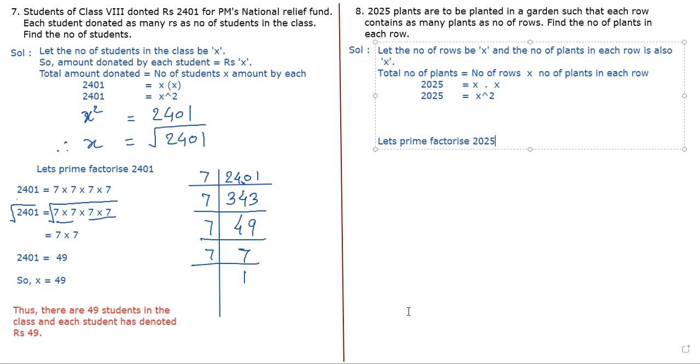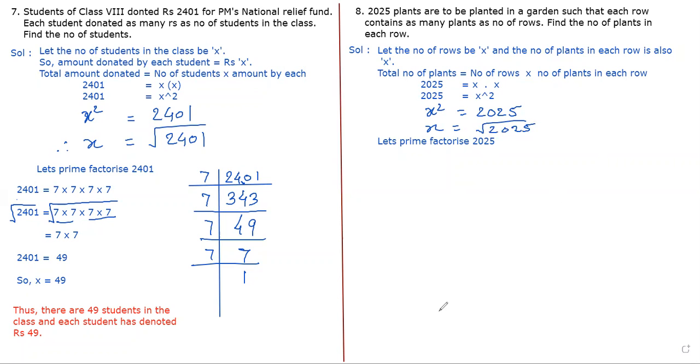So do it. We actually don't even need to prime factorize. If you apply your brains, it is ending with 25, so its square root will end with 5. Yes or no? Yes, sir. And 4 fives are 20. Smaller is 4. So 4, 45. The square root is going to be 45. Yes or no? Yes, sir.